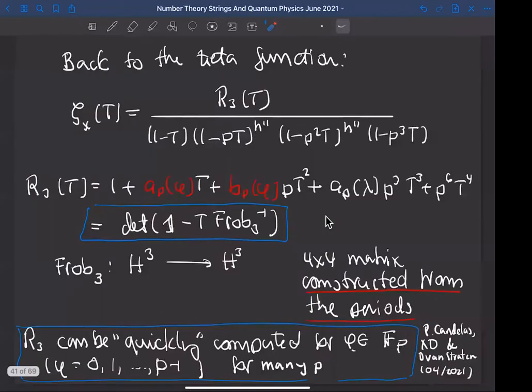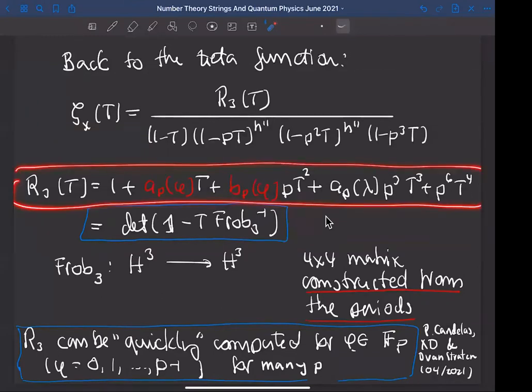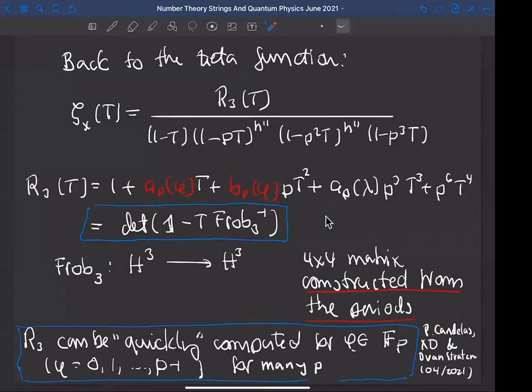So let's go back to the zeta function, right? We want to compute this, in particular the numerator. Using what I just said, again another non-trivial step, one can show that this is the determinant of 1 minus t times the inverse of the Frobenius as a map from H3 to H3, that is constructed from the periods. I can write this explicitly in terms of the periods.